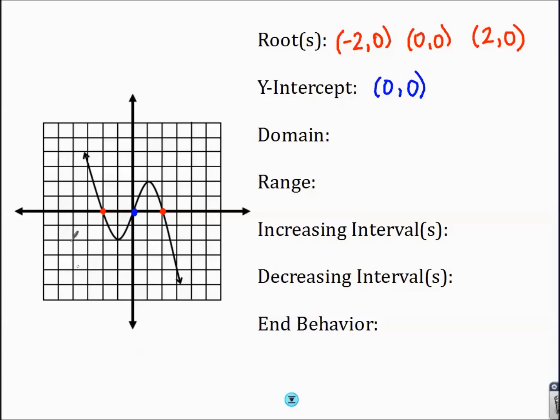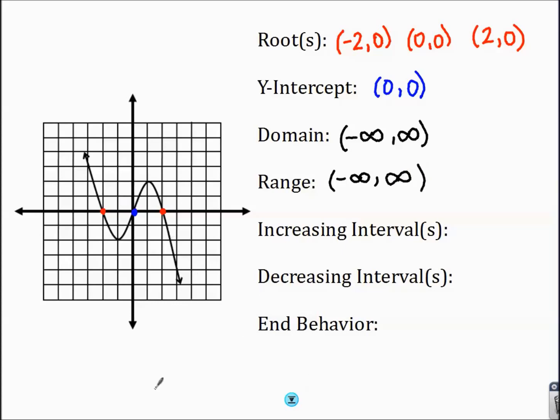The domain is all of the possible x values for the function. Remember, you write the domain from left to right. If you look at the left side of the function, the graph goes on to -infinity, and on the right side, the graph will continue on to +infinity. So the domain of the function is -infinity to infinity. For range, you read the graph from lowest to highest. The graph goes to -infinity and then continues up to +infinity.